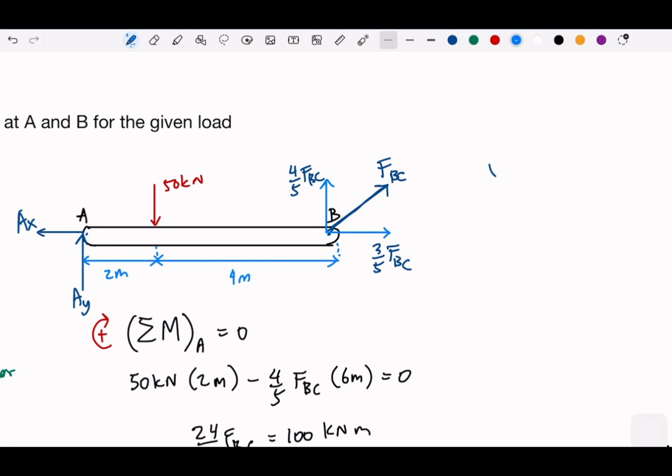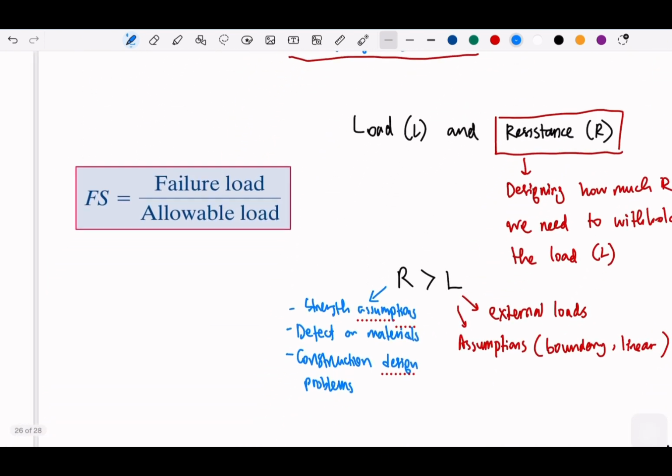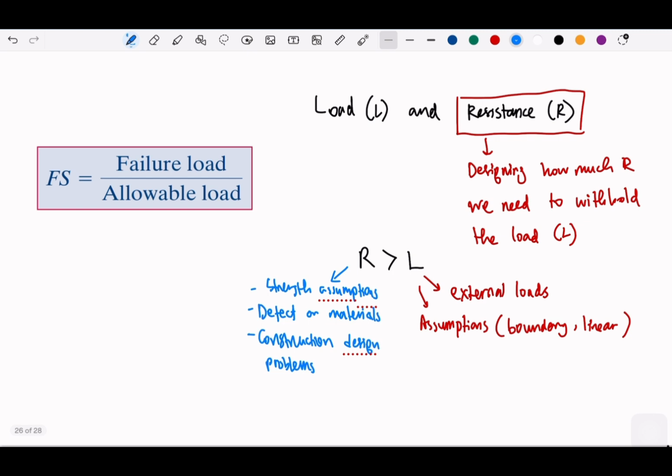So it could be the same typical problem like we have before, but it will add some additional information, like the material property or the mechanical property. And then we need just to multiply for the allowable loads. Okay. So that's the factor of safety. And factor of safety, basically, this should be greater than 1. Okay.